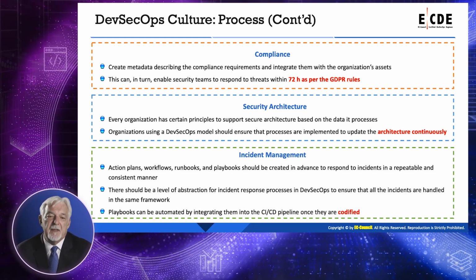For incident management, typically you have action plans, workflows, runbooks, and playbooks that are created in advance of an incident so you can respond in a repeatable and consistent manner. If we look at that in a DevOps program, there should be a level of abstraction for incident response processes built within DevSecOps to ensure that all the incidents are handled in the same framework as far as what could happen within that environment. The playbooks can be automated and integrated into the processes, the continuous integration, continuous development pipeline, once they're codified.